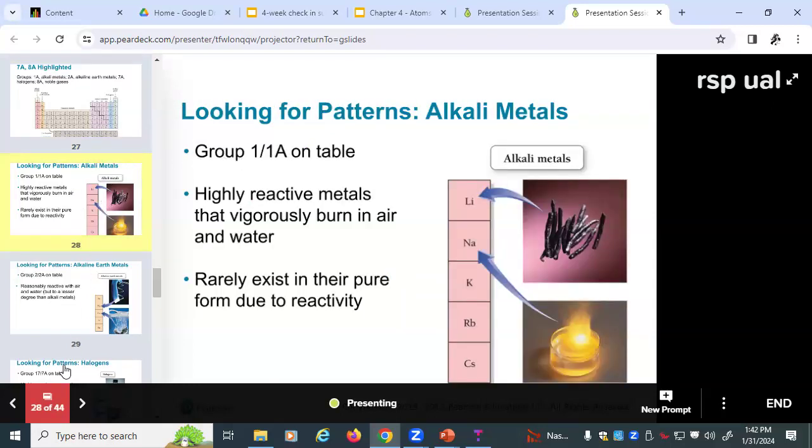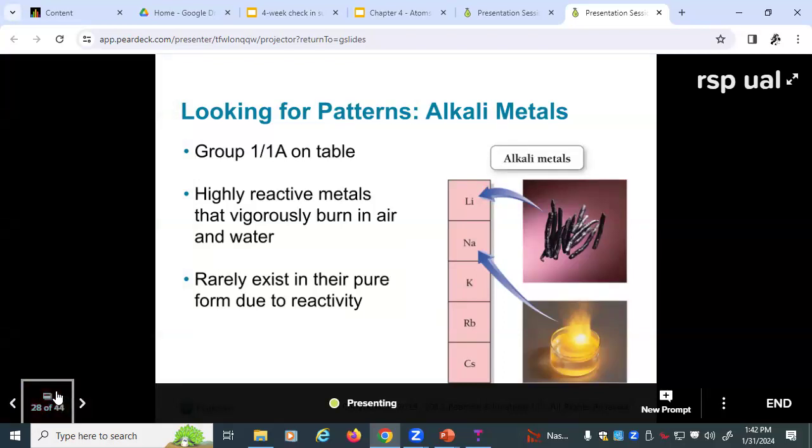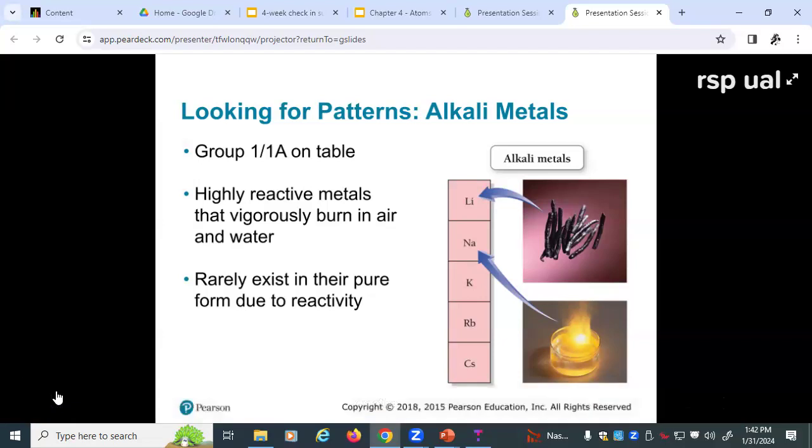So if you're still copying down what those are, that's okay, because we're going to talk about each of those groups individually here. So if you didn't catch how to spell halogen, for example, when we get to halogens, you'll have a chance to see it again.